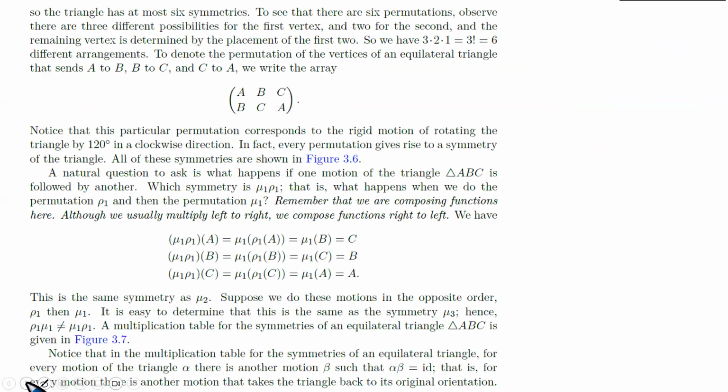Okay, we continue. I want us to have a brief discussion about some of the things that matter. The triangle has at most 6 symmetries. To see that there are 6 permutations, observe: there are 3 different possibilities for the first vertex and 2 for the second, and the remaining vertex is determined by the placement of the first 2.